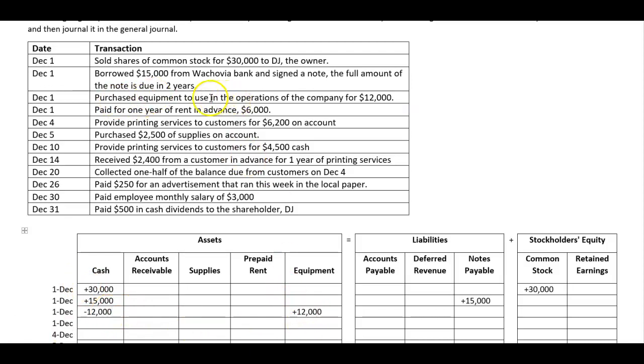Now, why is it important that it says to use in the operation of the company? Well, some companies buy equipment to resell it. Think of Walmart. They buy TVs to resell. In that case, that would be an inventory item. And we'll cover that later when we talk about merchandising transactions.